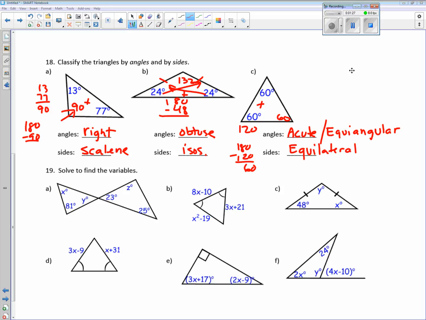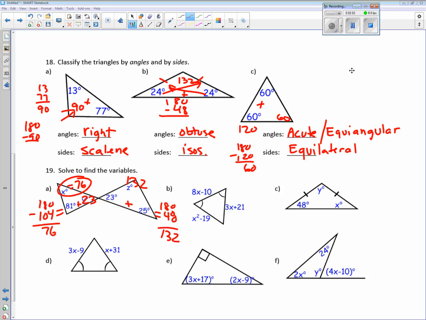As far as finding missing angles down in 19, one trick we're going to do is look for vertical angles, like here. So y is going to be 23. And then in each triangle, we have two of the angles. So in the triangle on the left, when you have 81 plus 23, that's going to be 104. So to find x, you're going to subtract that from 180, and that's going to get you 76. On the right side, when you add 23 and 25, you're going to get 48. So we're going to subtract that from 180 and get 132.